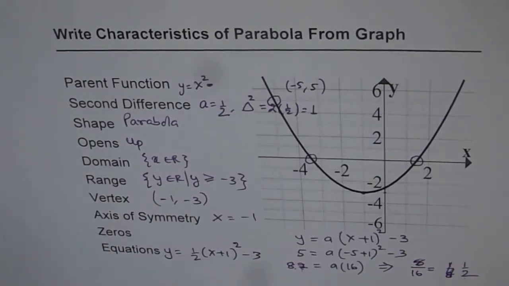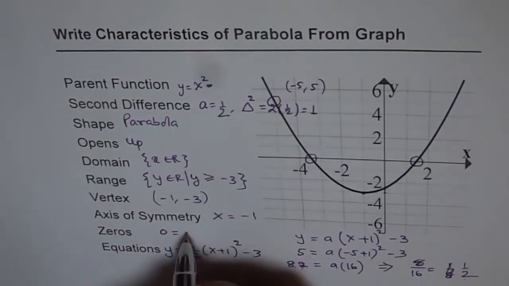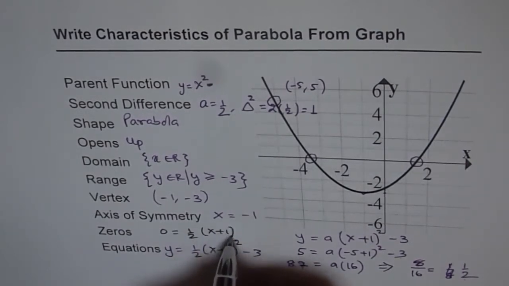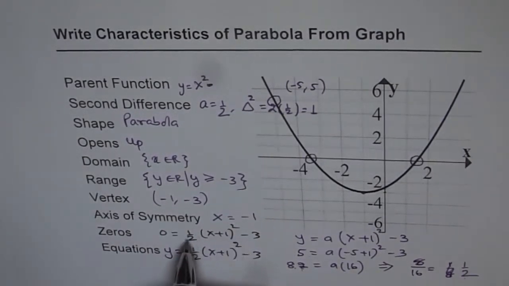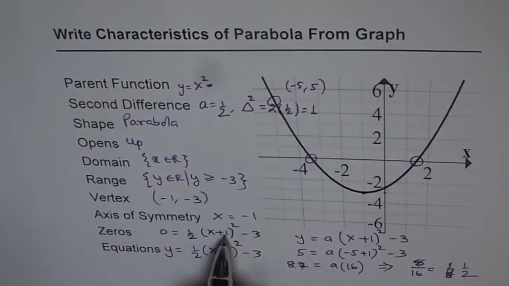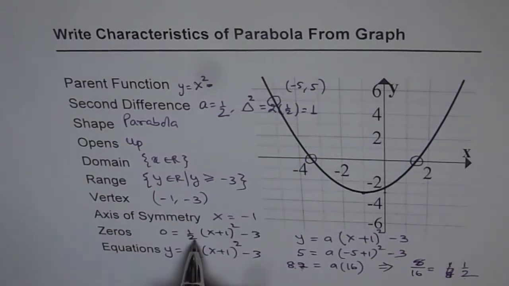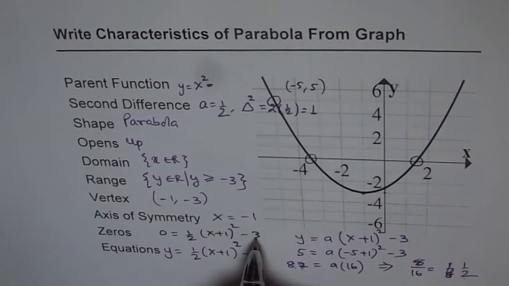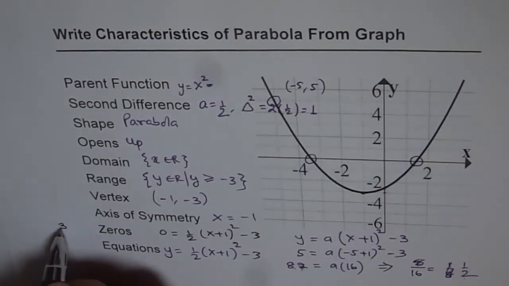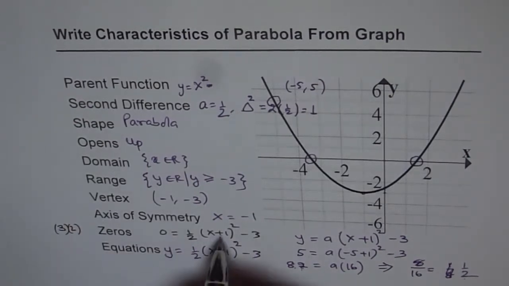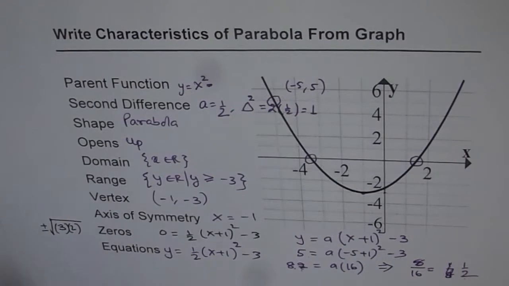Now once you have your equation, you can find the zeros. Zeros are the points where the y value is 0. So we'll write 0 here and solve for x. Half times x plus 1 whole square minus 3 equals 0. To solve for x, you take 3 to the other side, multiply by 2, then take the square root, and then move 1 to the other side. Taking 3 across and multiplying by 2 makes it 6, and then we square root this. When you square root, you get plus and minus, and when you bring 1 across, it gets minus 1.